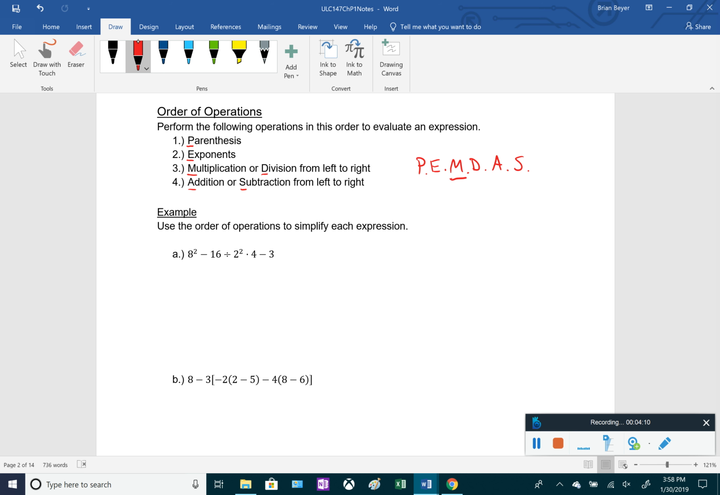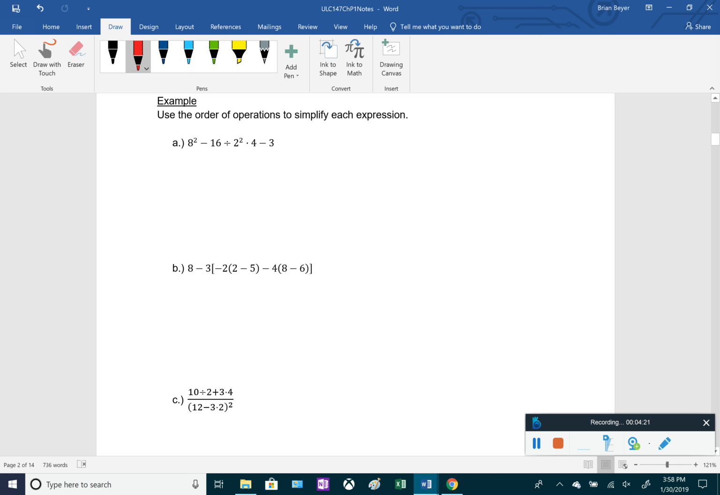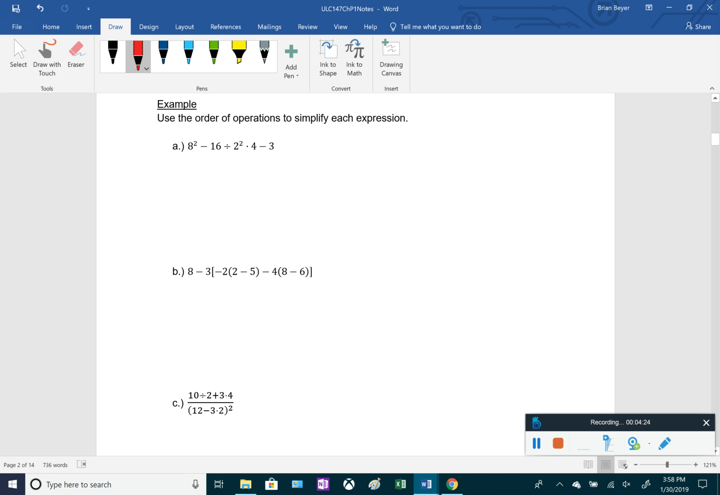And just remember that the M and D, multiplication and division, are essentially the same, whichever one comes first, left to right. Same thing with addition and subtraction. So let's do a couple examples here. Use the order of operations to simplify each one. So 8 squared minus 16 divided by 2 squared times 4 minus 3. So we would have to do parentheses first, but there aren't any. So exponents are first for this one. 8 squared is 8 times 8, which is 64. And then we have 2 squared. So I'm going to ignore everything else. 2 squared is 4.